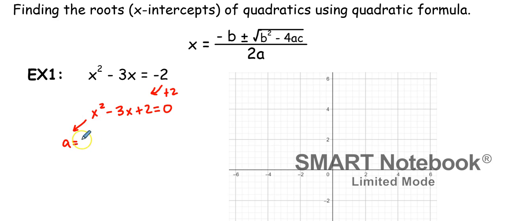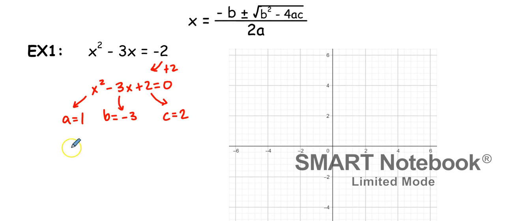So for us, that's a 1 in this particular case. B is always the number in front of just a single x term, so it's a negative 3. You take the sign with it. And then C is always the number that's by itself, the constant term. So we know our A, B, and C, and we can go ahead and plug it into the formula and find our roots.